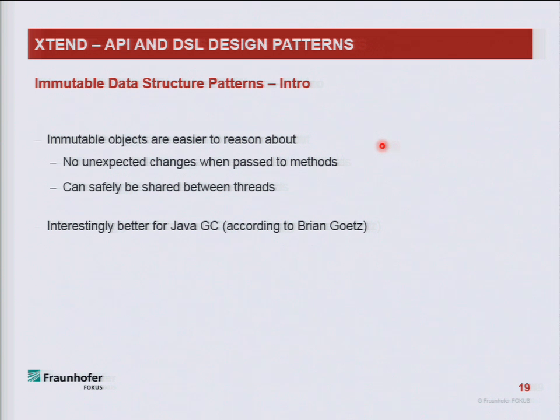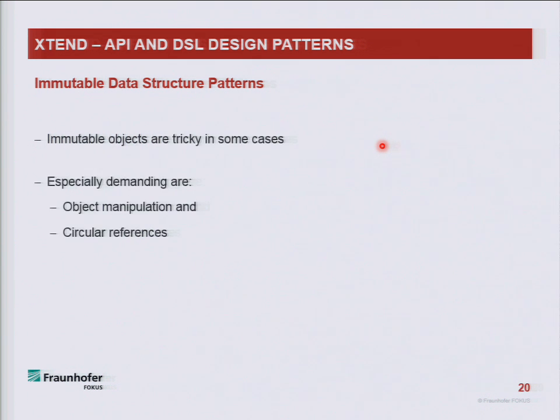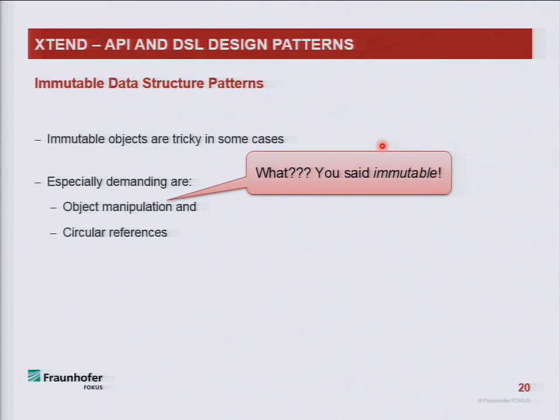If you pass these objects on to another method, you're sure that no one there will modify it. And therefore, it's also good for multi-threading because you can safely share them between threads, right? But they're a bit tricky, especially object manipulation, and yes, I'll come back to that. They're immutable, so you can't manipulate the object itself. And circular references, which I will just briefly cover.